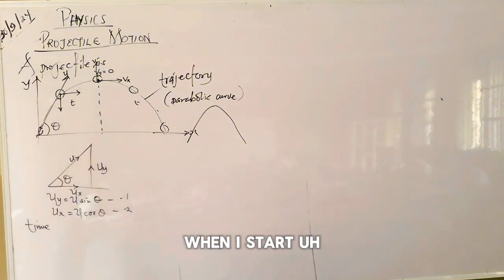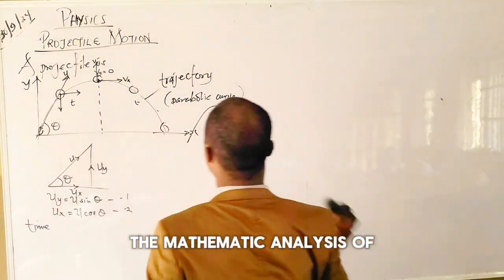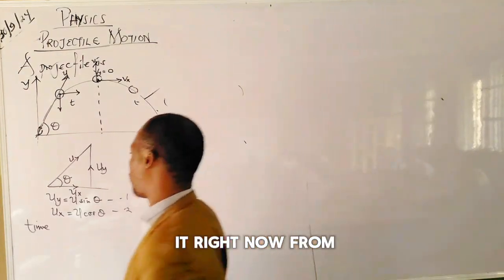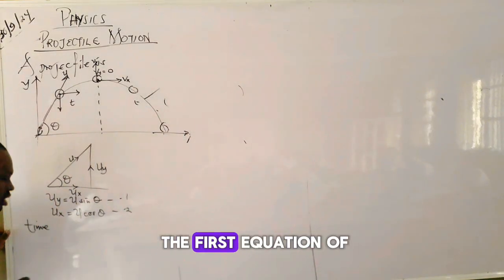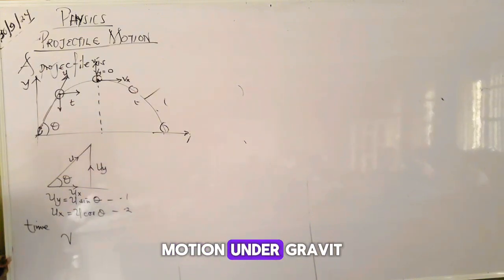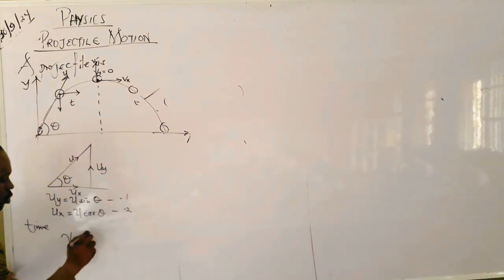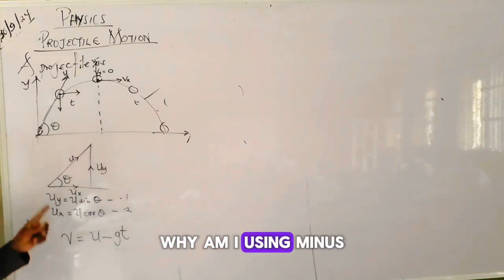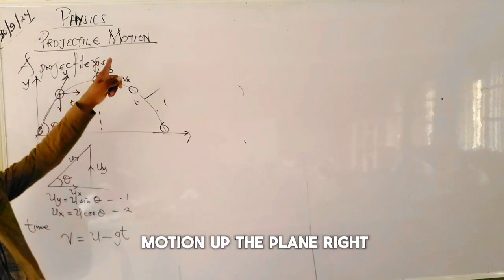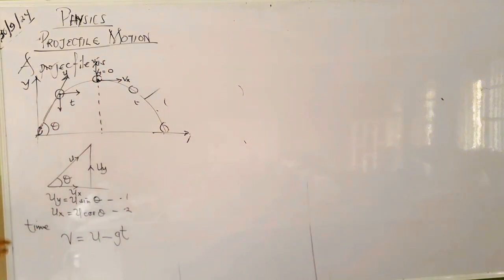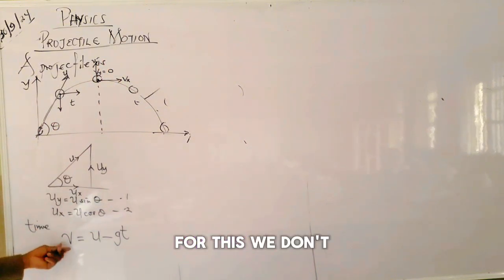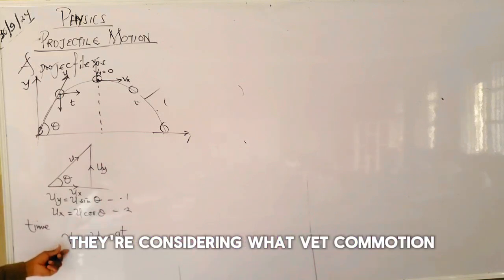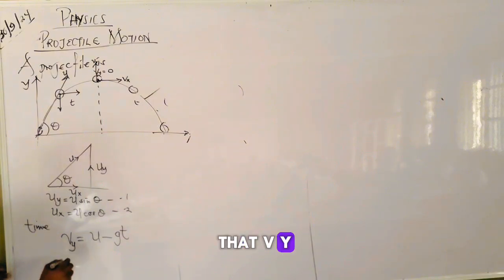So when I start the mathematical analysis of it, you will understand that. Let's look at the time now. Let's make use of the first equation of motion under gravity. Remember, V equals what? V = u - gt. Why am I using minus? Because I'm considering the motion against gravity. For this, we want to consider the vertical motion. We are considering what? Vertical motion. So we can write it as Vy.